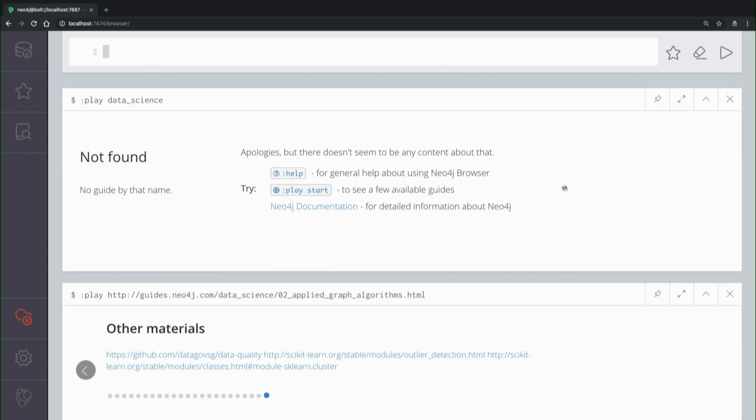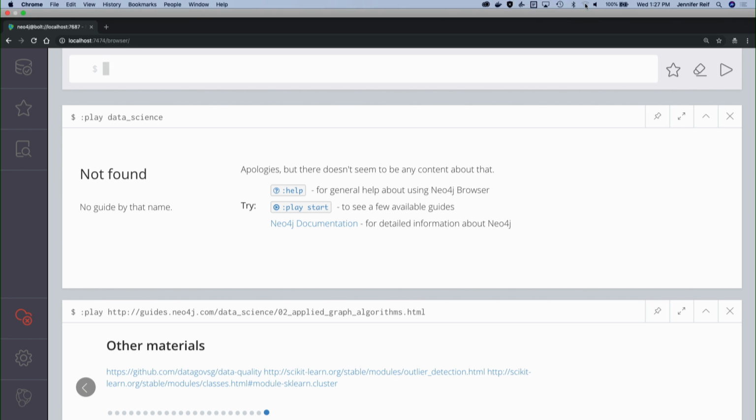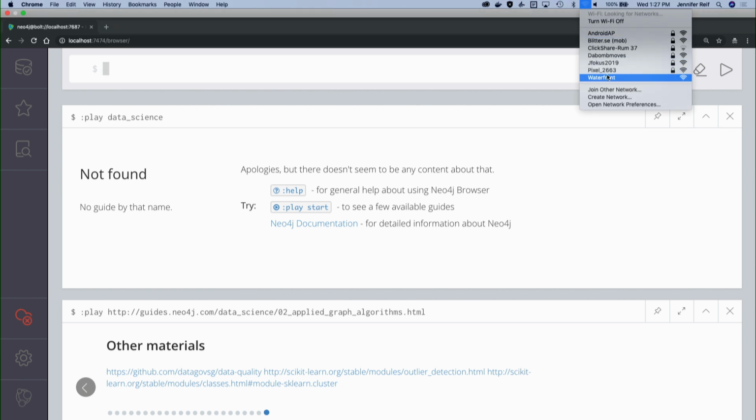browser guide. Oh, no. Oh, I'm in incognito. No, that was working earlier. I'm not connected to Wi-Fi. Why am I not connected to Wi-Fi?